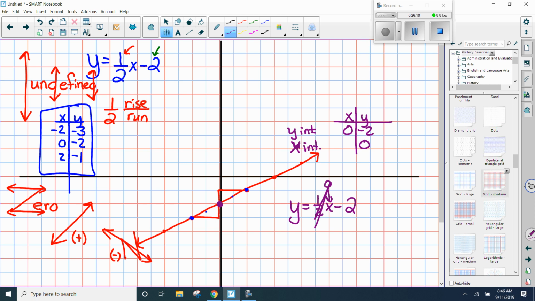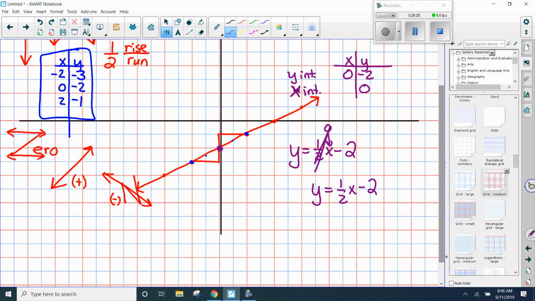Then to find the x-intercept for y = 1/2 x - 2, you have to let y be 0. So I replace that in my equation, and now you solve it. You add 2 to both sides, and you get 2 = 1/2 x. So you divide by 1/2, which means you multiply by 2/1, and you get 4, which is what we had when we were graphing with the other method.